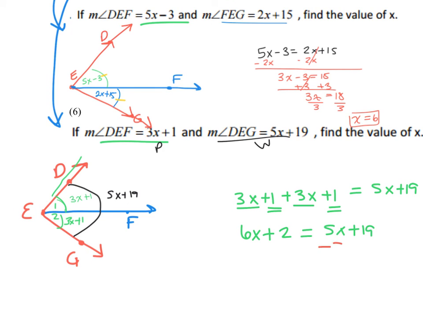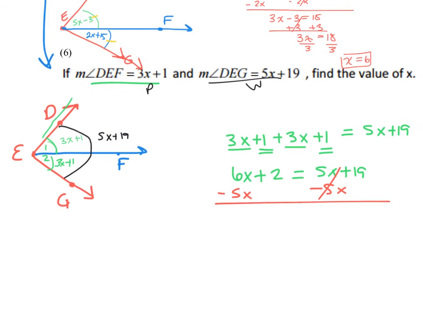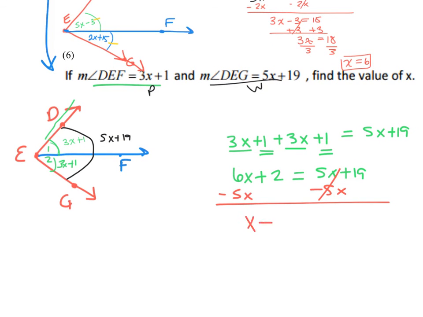I subtract 5x from both sides. 6x minus 5x is x plus 2 equals 19. And then I get rid of my plus 2, I subtract 2. Subtract 2, subtract 2, x equals 17. And that's your final answer.